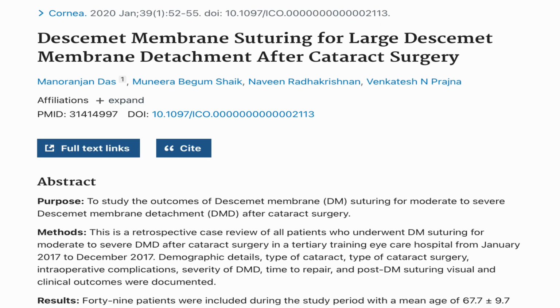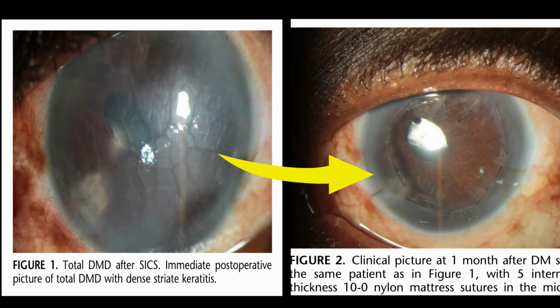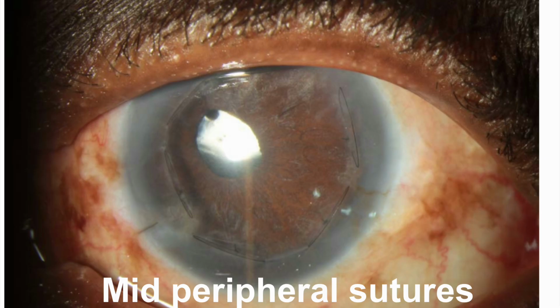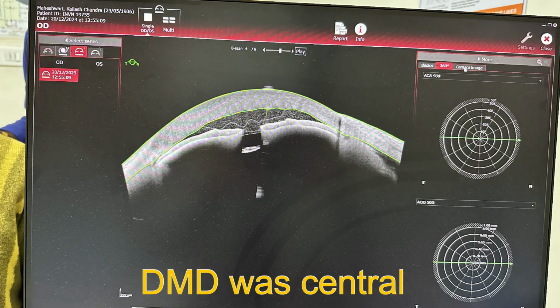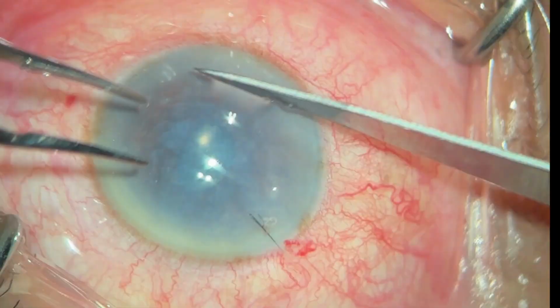At this point, I did some literature research and I came across this study where DMD was managed using suture Descematopexy. We can make out from the picture that total DMD after SICS was managed by placing mid-peripheral sutures, but in our case, the DMD was central. So I decided to place sutures more centrally, sparing the visual axis.